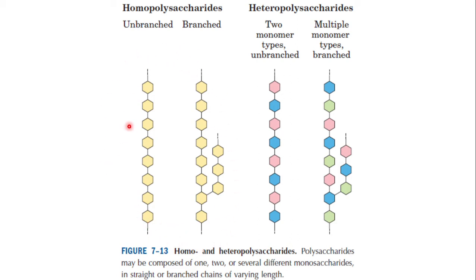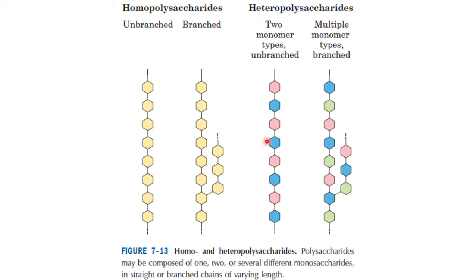For example, starch. Starch is made up of alpha D glucose units. At the same time, cellulose is made up of beta D glucose units. Glycogen is made up of alpha D glucose units. So homopolysaccharides may be unbranched or branched, but they are made up of a single type of monomeric unit. And what about heteropolysaccharides?